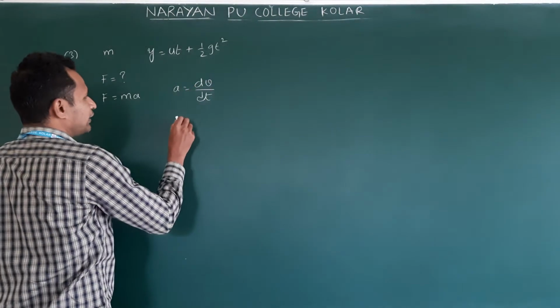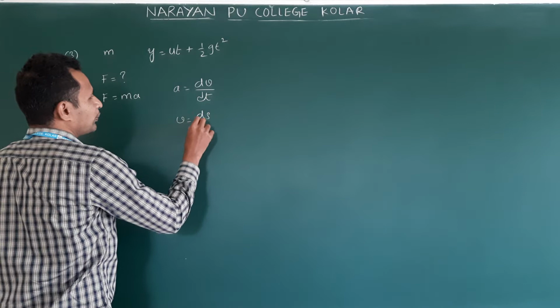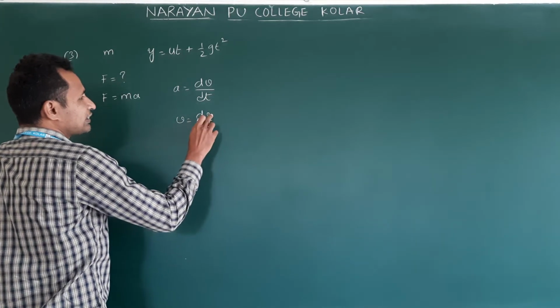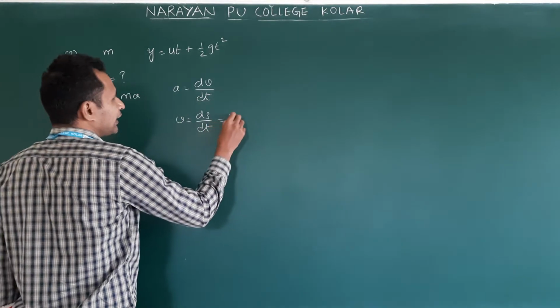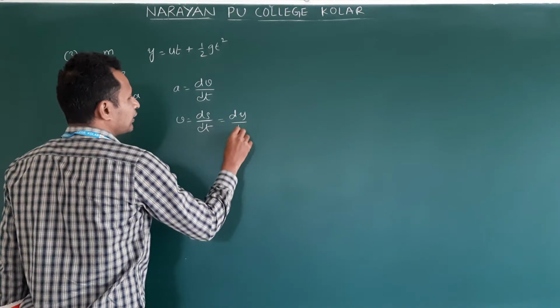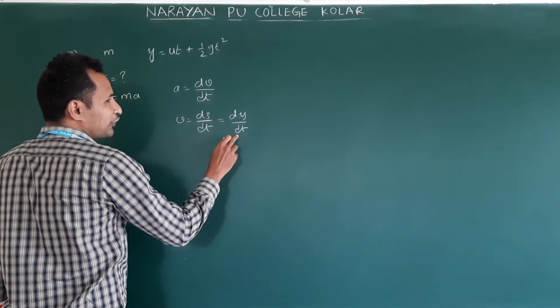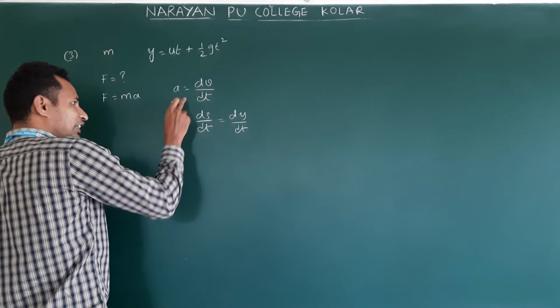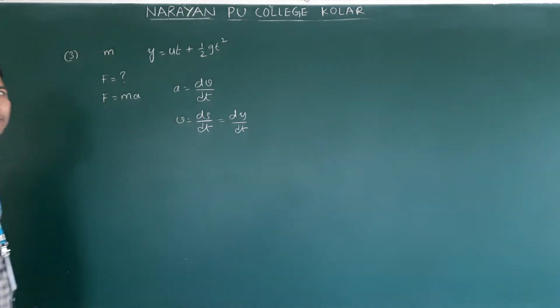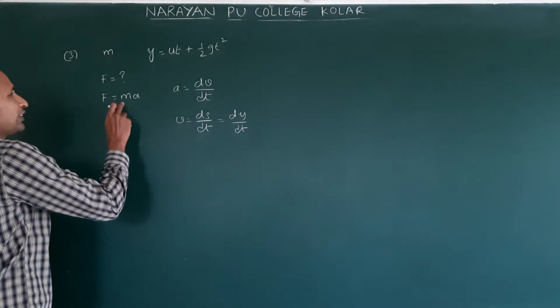Whereas how do we write v? v is equal to ds by dt. Here s stands for displacement. In our equation y stands for displacement, so I can write dy by dt. By differentiating this, we will get v. Again, if we differentiate v, we will get a. Then we can substitute here.